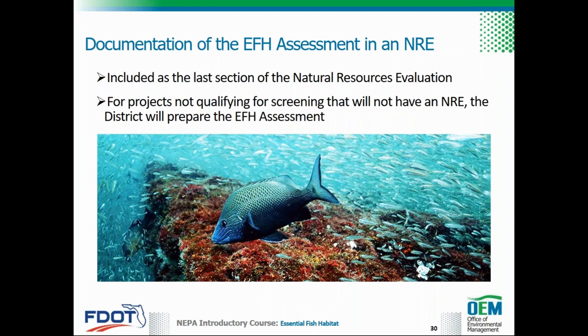Documentation of the EFH assessment is typically included as the last section of the Natural Resources Evaluation, or NRE. The NRE documents protected species and habitat, wetlands, and essential fish habitat issues and can be provided to NMFS as an EFH assessment. For more information on when and how to prepare an NRE, please refer to OEM's NRE outline and guidance document. A link to this document can be found on the resources page.